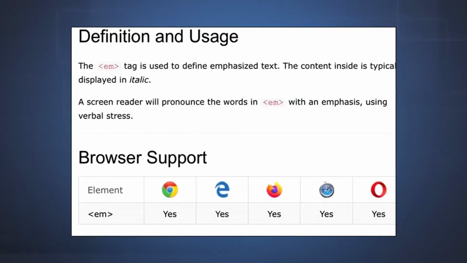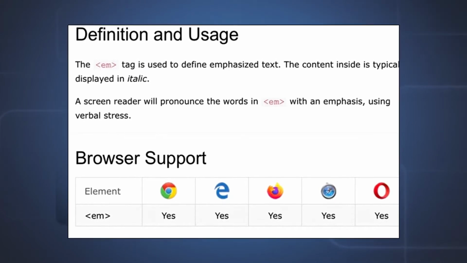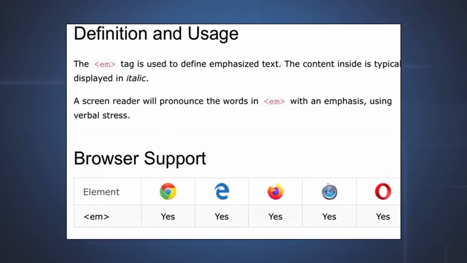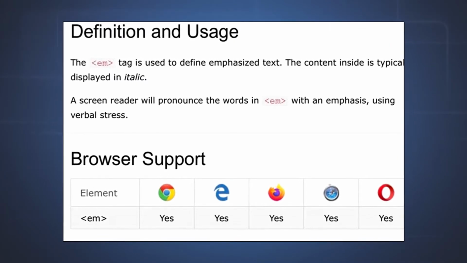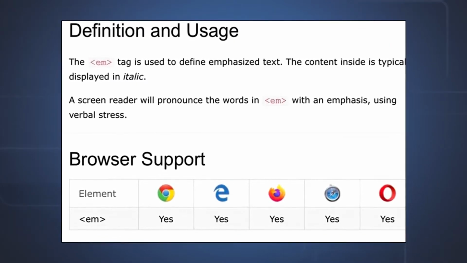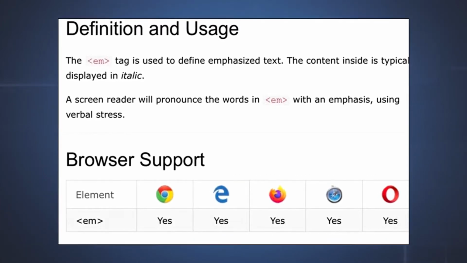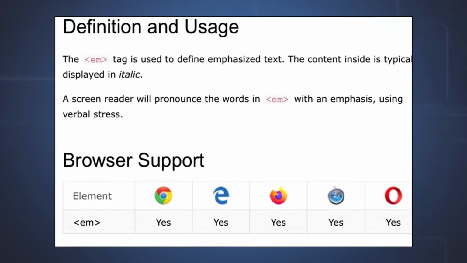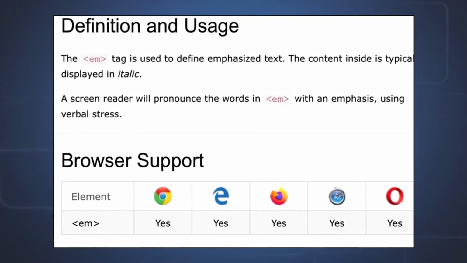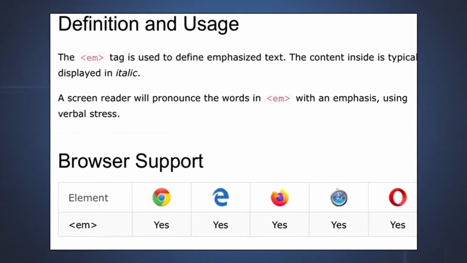We have an EM tag. It basically means that we are emphasizing a particular portion of the text. The EM tag is used to define emphasized text. The content inside is typically displayed in italic. A screen reader will pronounce the words in emphasis mode, that is, in EM, with an emphasis using verbal stress. The EM tag is again widely used and it is supported by almost all the browsers.